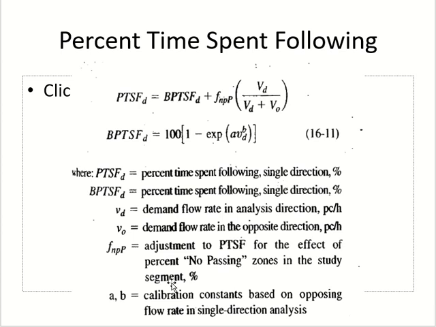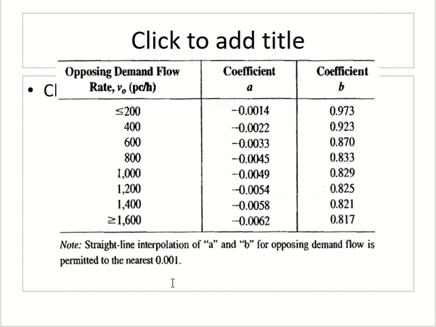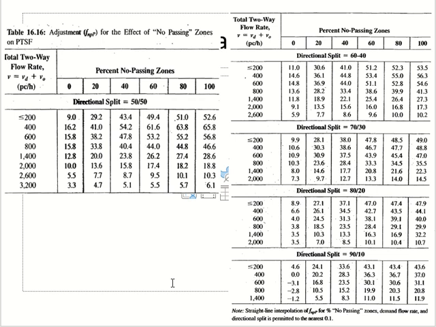First of all, A and B. A and B come from here. I need the value of V naught. What is V naught? Flow rate of the opposite direction. Then the factor for no passing zone, this table will be used for that. So I need total flow rate, total Vd plus V naught. I need the directional split of traffic, how traffic is distributed in both directions. If it is equal in both directions, the split is 50-50. Or it can be 60-40, 70-30, whatever it is.